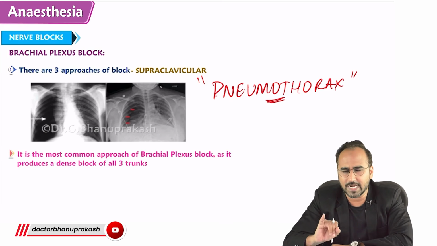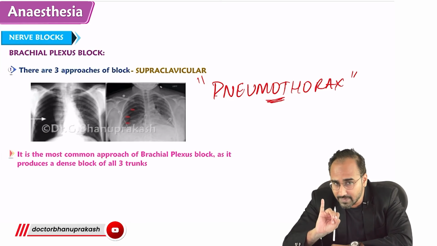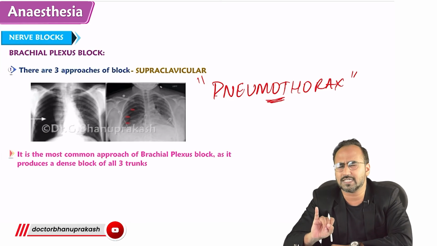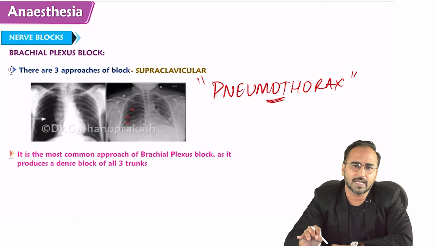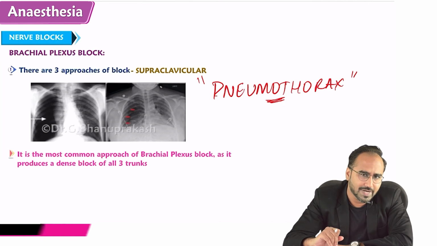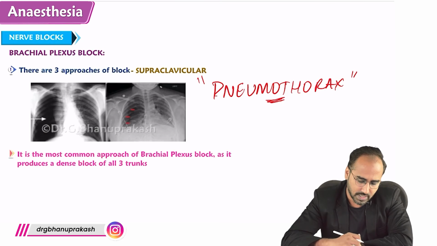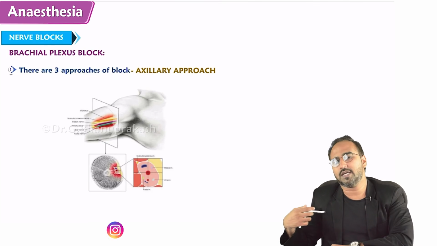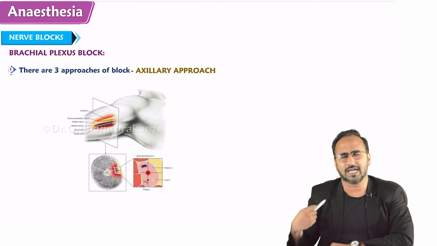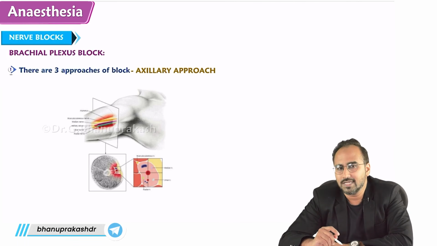So once again, guys, we are discussing the approaches of brachial plexus. We have discussed the interscalene approach and the supraclavicular approach. Coming to the third approach of brachial plexus, which is called the axillary approach. Axillary means you are introducing the needle from the axilla aiming towards the brachial plexus. You have to use a long needle.